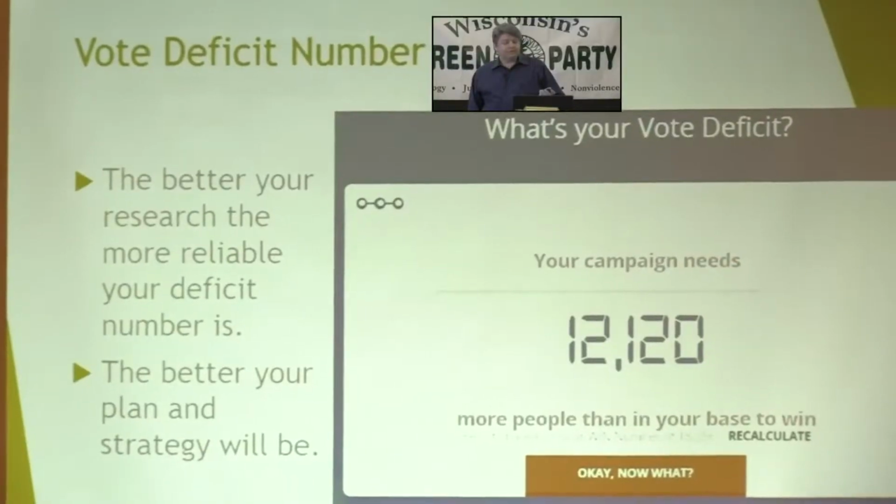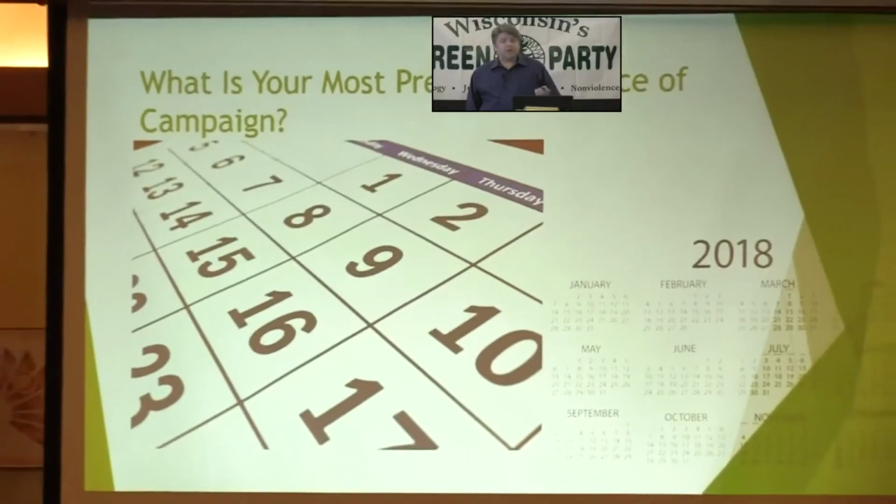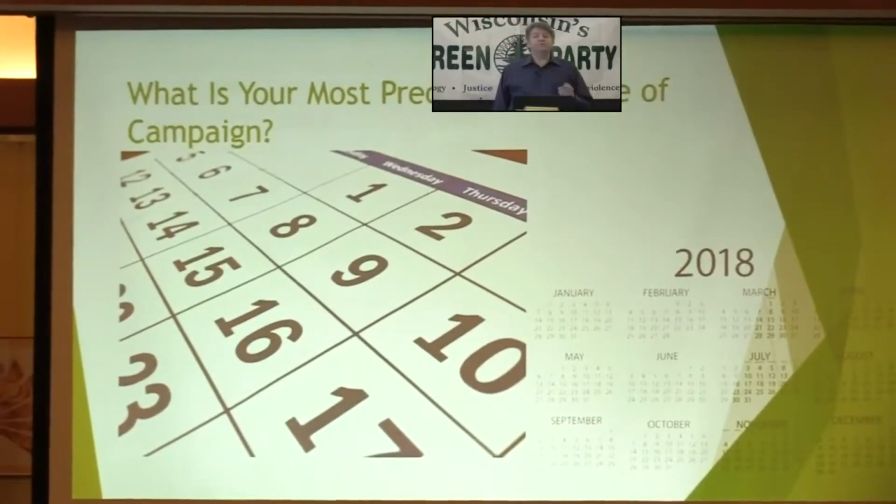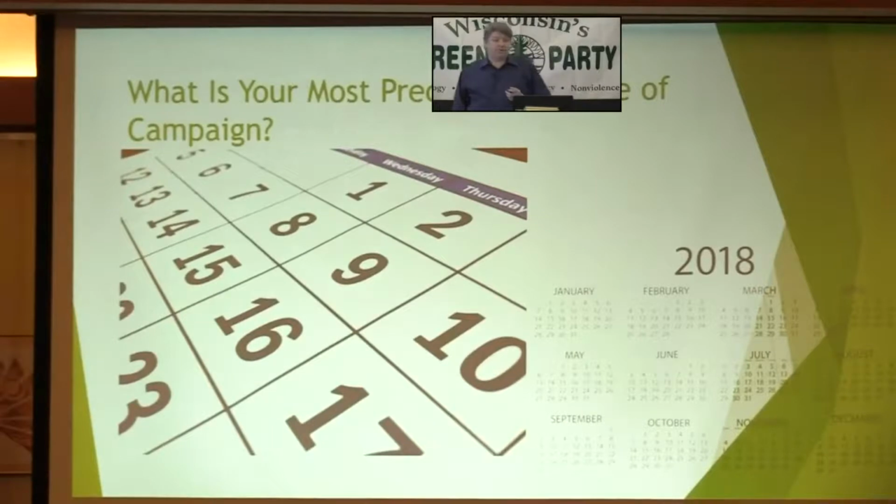Okay, so you've got the win number. You've got some more research to go through. Take a look at it. We figured out the deficit number. There's actually another tool once you go through and figure this out over on, again, wellstone.org. It goes through and tells you exactly what you need to be doing here. So what? What is the most precious resource of your campaign? Any ideas? What was the most precious resource in your campaign? Yeah.